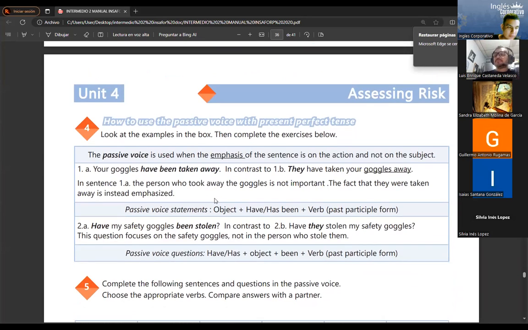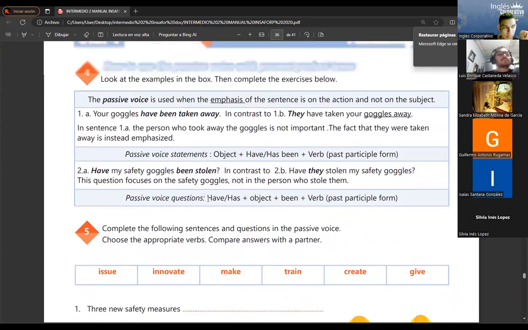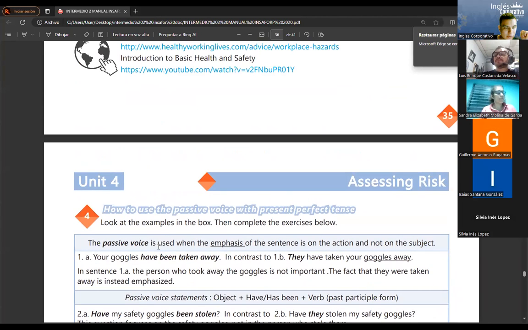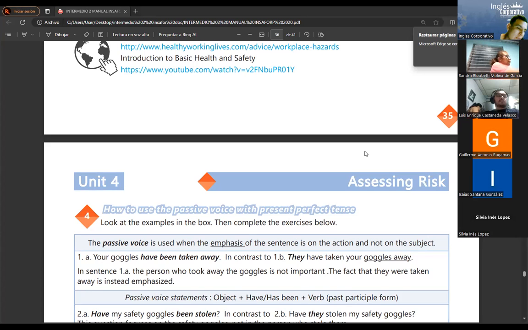The passive voice is used when the emphasis of the sentence is on the action and not on the subject. Cuando el énfasis, el highlight, está en la acción y no en el objeto. Como pueden ver en estas oraciones, en el passive voice, en el present perfect, está compuesta de la siguiente forma.